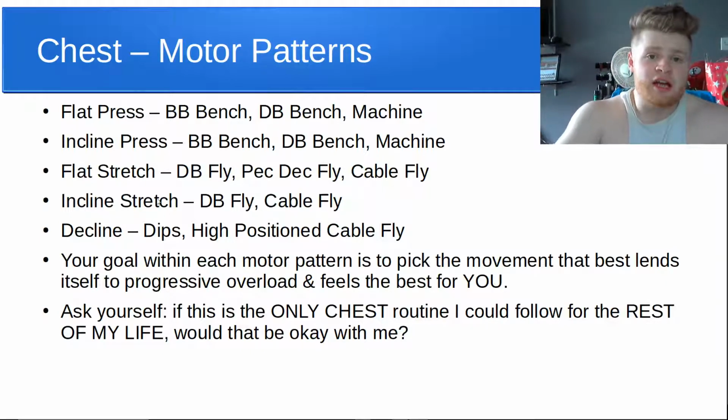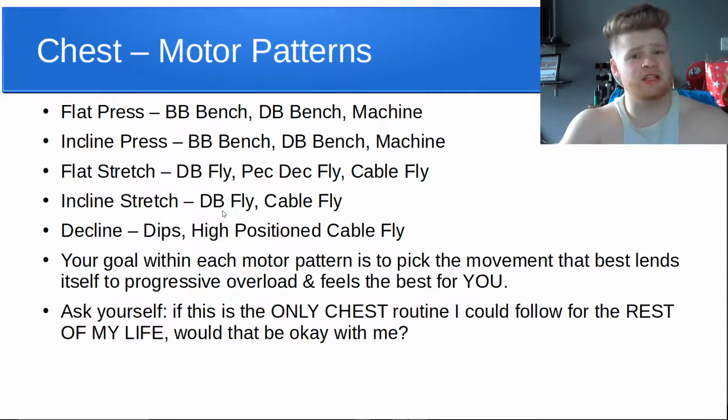Now my incline stretching movement, again, I just talked about how the cable machine at my gym is kind of not that great. So I choose to do the dumbbell flies for my incline stretching movement. And then for my decline movement, I'm always going to pick my dips. So at the moment, my current chest routine is flat barbell bench, incline dumbbell bench, pec deck flies, incline dumbbell flies, and dips.